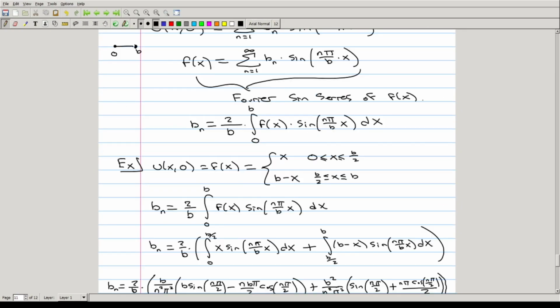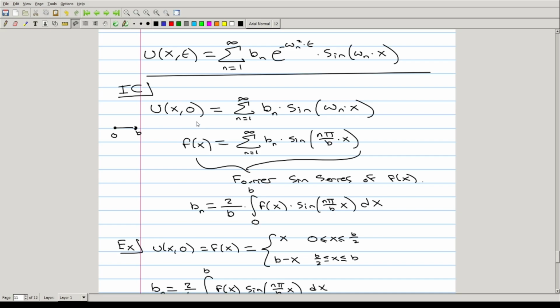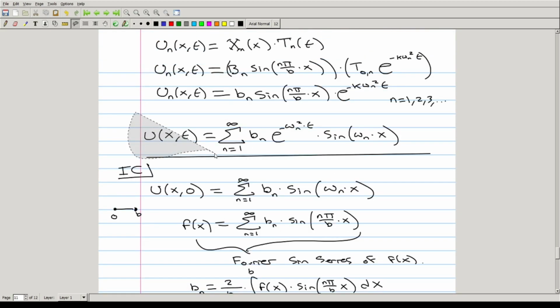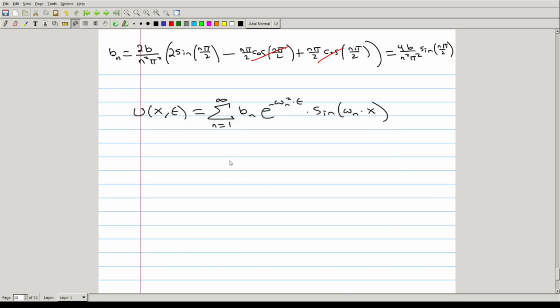So the general solution for the heat equation, with these specific boundary conditions and initial conditions, is this infinite sum with this specific Bn function, or explicitly if we plug in, U equals 4b over n squared pi squared times sine of n pi over 2 times e to the negative n pi over b squared times k here. A little typo here, we should have k right up here.